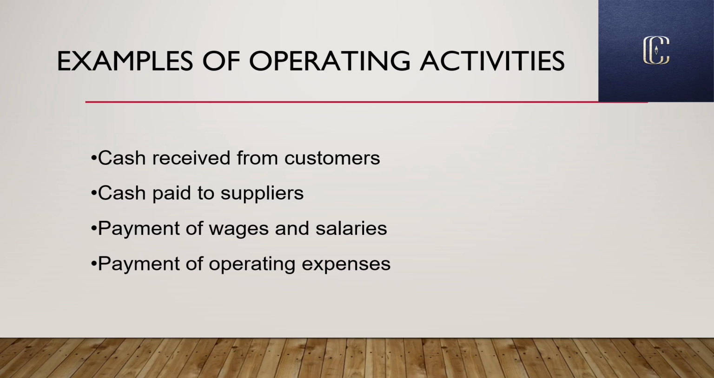Fourth one is the payment of operating expenses. Operating expenses are regular expenses needed to run a business. For example, rent, electricity bill, water bill, internet charges, telephone bill, office expenses, advertising expenses. All these are paid for daily functioning of the business. So, they come under operating activities.